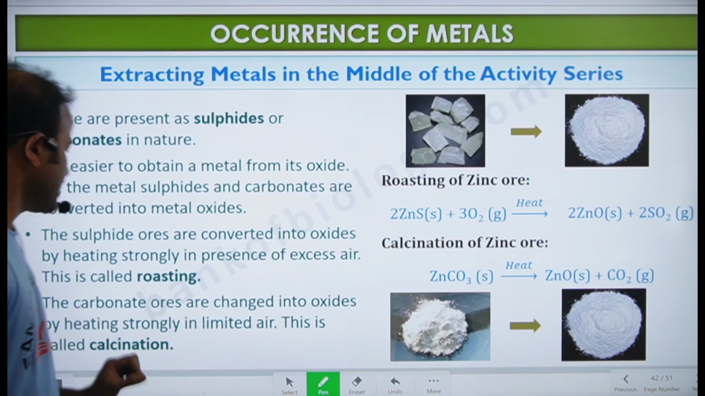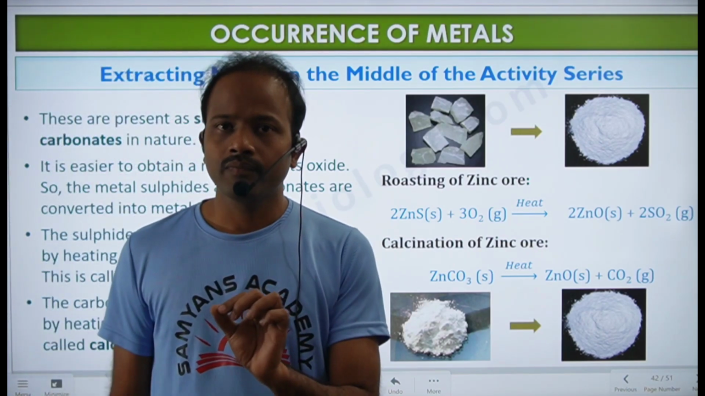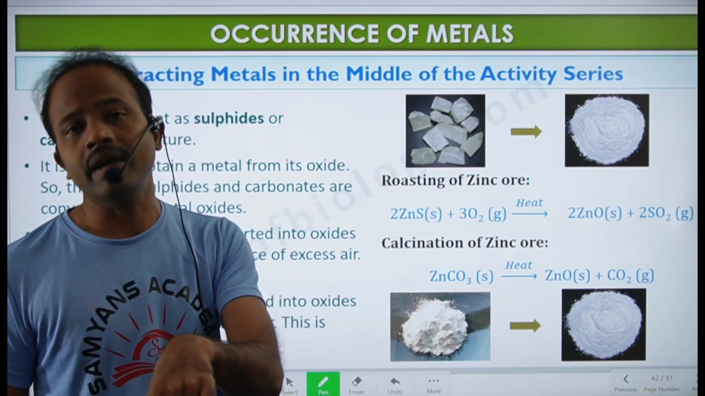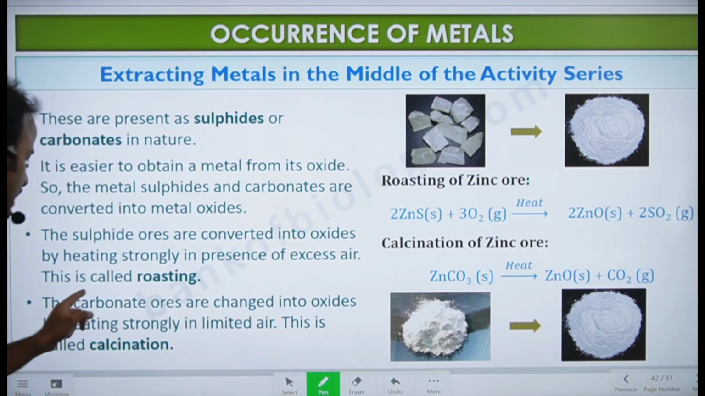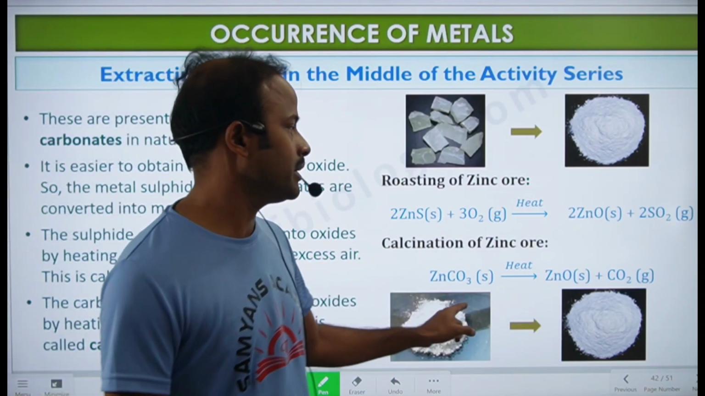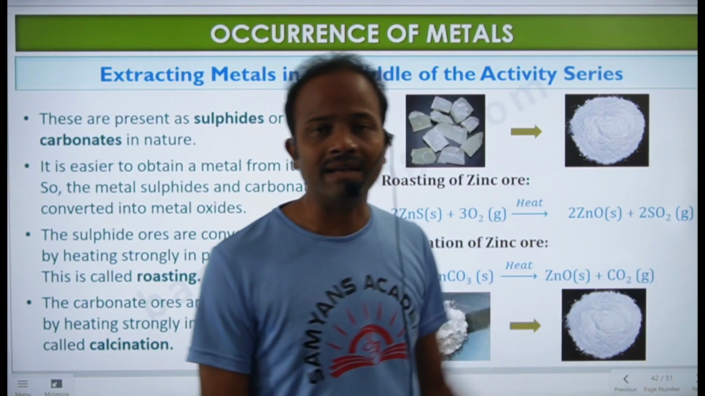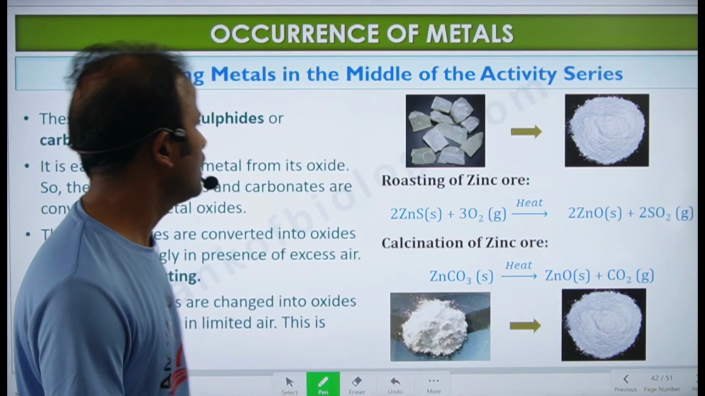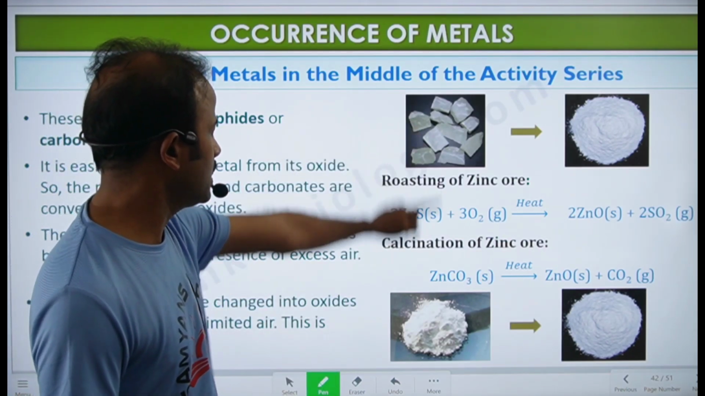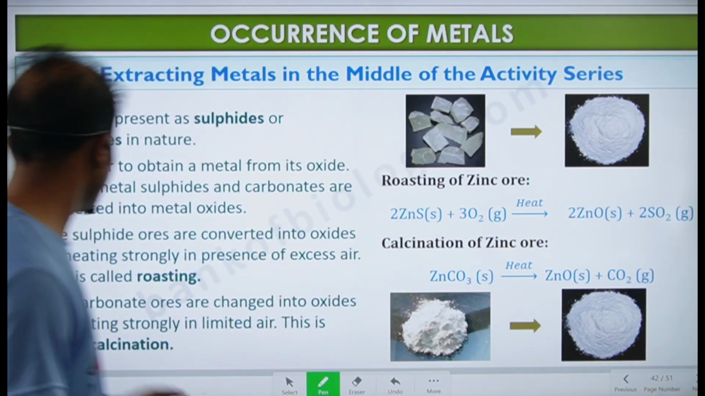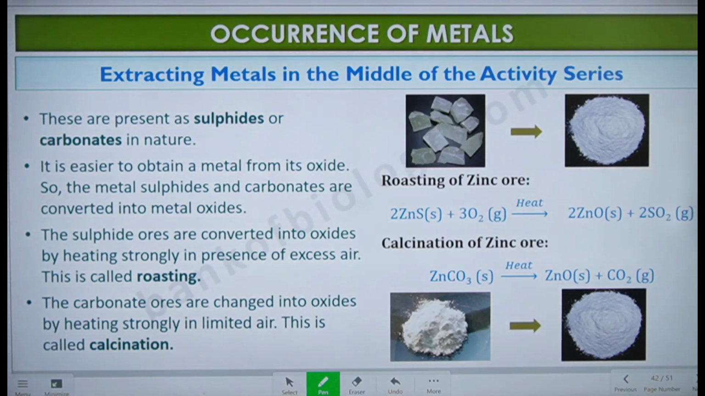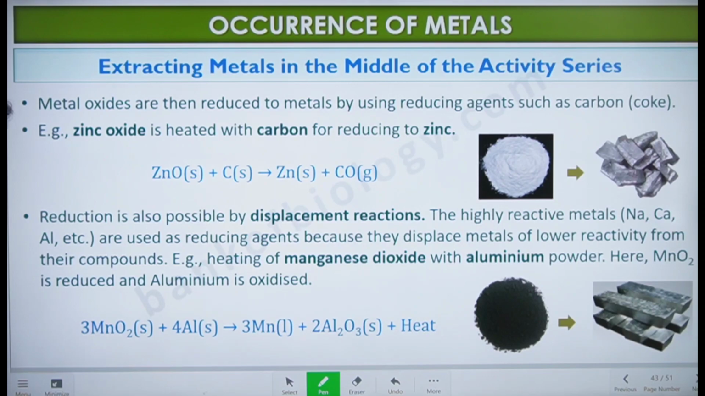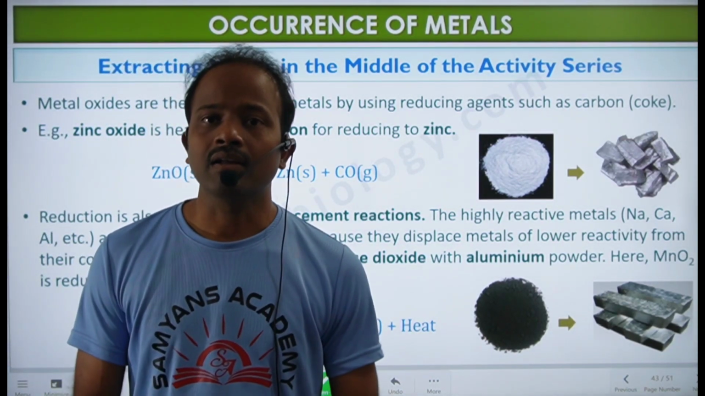And what is calcination? The carbonate ore we are heating in the absence of air. When you heat this, the carbonate is evolved as carbon dioxide gas. Finally we will get the metal oxide here also. Now this is a zinc sulfide ore, and this is a zinc carbonate ore. The carbonate ores are changed into oxides by heating strongly in limited air, and this is called calcination. So in both processes, finally we are getting metal oxides.